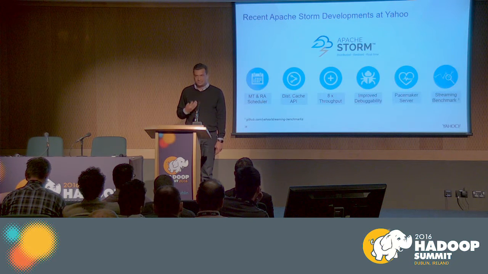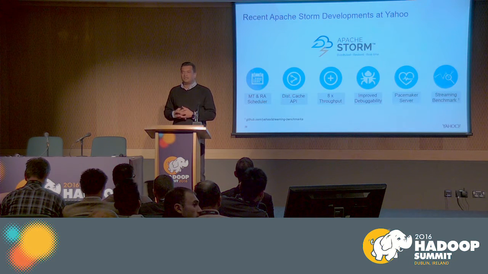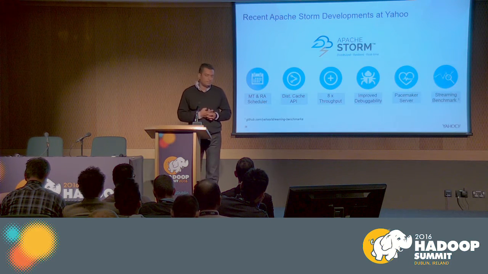The distributed cache API is very similar to the concept in Hadoop, where you want to ship large files and share them among topologies. It lets you do that.